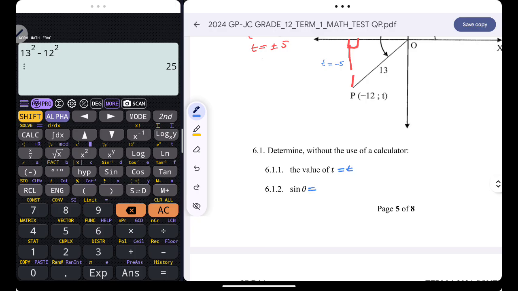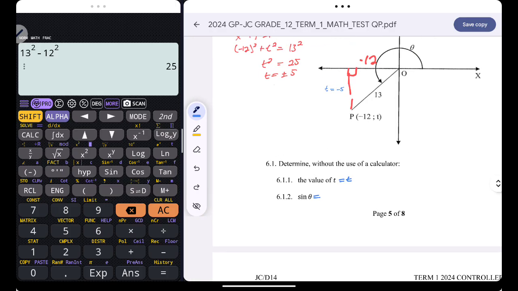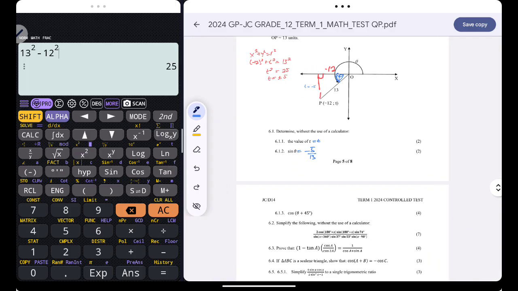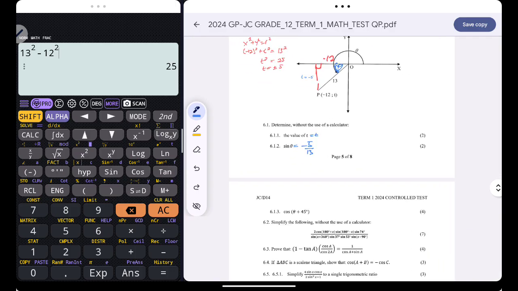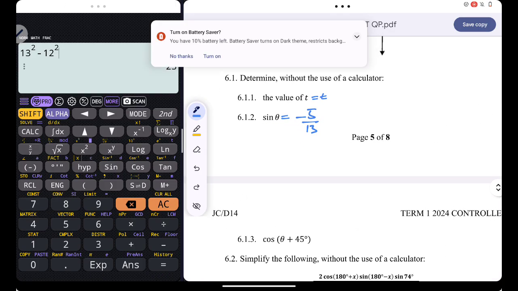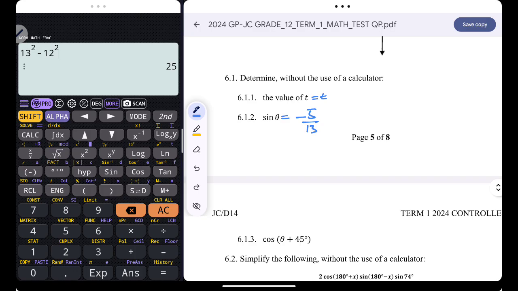Okay, now they want us to find sine theta. By definition, sine is opposite over hypotenuse. Are you together? Opposite the angle of theta, that's negative 5 over 13. Negative 5 over 13. Okay, and then the third question, they want us to find the cos of theta plus 45. That's a compound angle. Are you together? And obviously you can expand the compound angle.